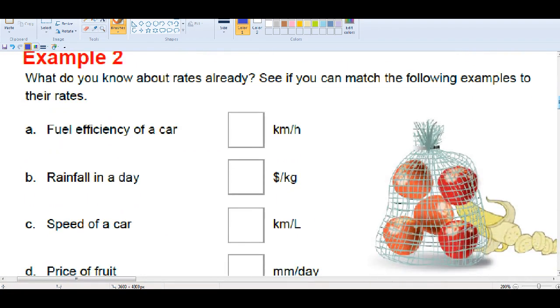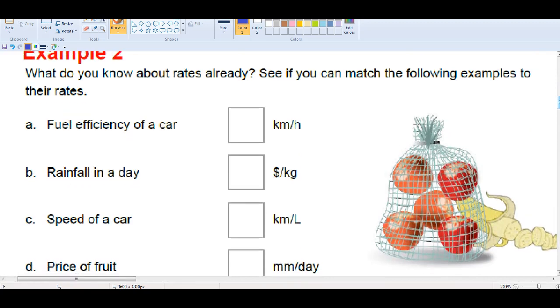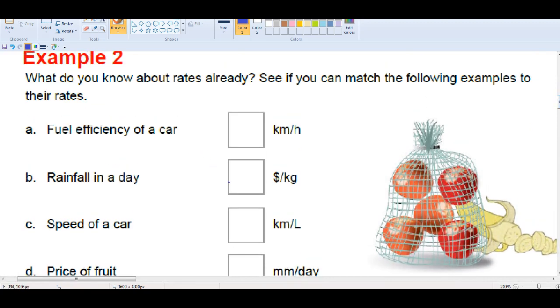Sometimes you might be asked to find the proper units for different rates. You are not going to be asked to find the units for a ratio because there will be no units for a ratio. Okay, can you match the following to their rates?